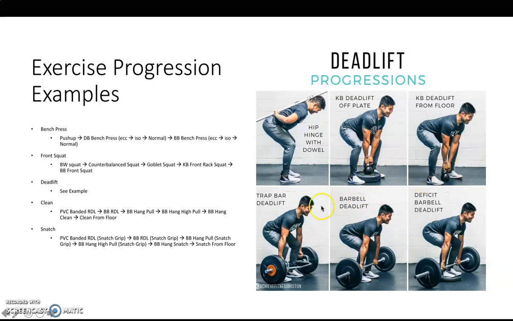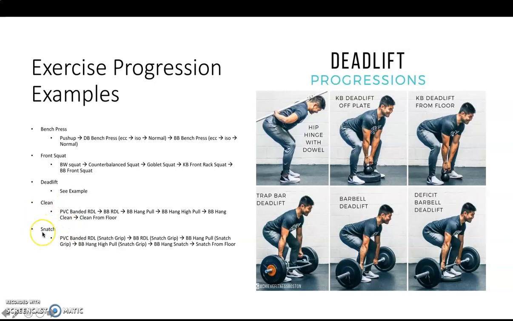From there, we can progress to a trap bar deadlift. A trap bar deadlift is going to keep that weight in the middle of your body versus progressing to a barbell deadlift in which now the weight's in the front of the body. And then from that barbell deadlift, we can progress to a deficit barbell. So you're standing on top of that box now, or that plate that we saw in the second picture, and you're going to perform that deadlift from there. So that means you're just going through a greater range of motion.